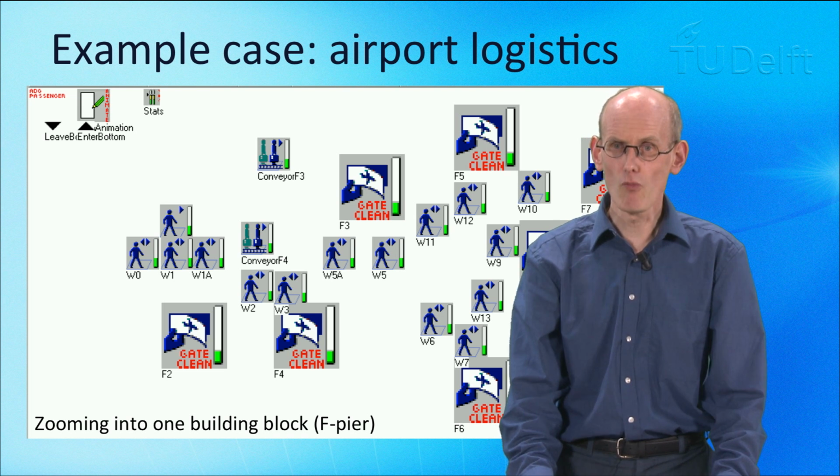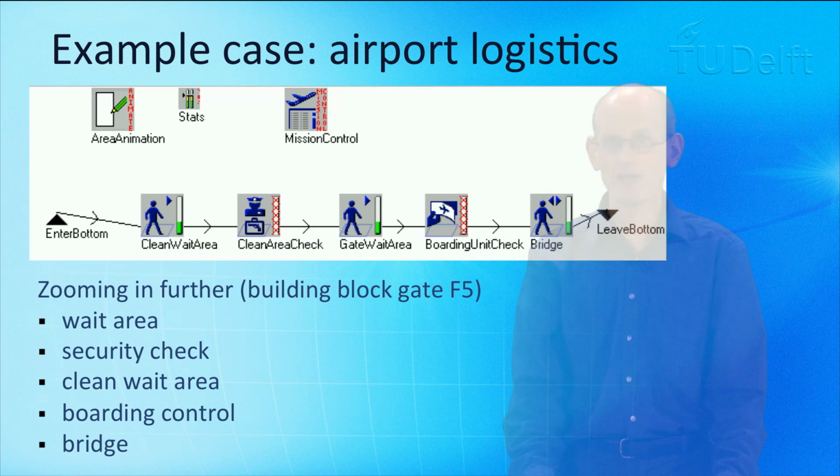If we zoom in even more, for instance, on one of the gates, we see that the gate consists of a clean wait area. That means that people wait to be checked. Then they wait at the gate. They have their boarding passes checked, and through the bridge, they can actually leave the model into the plane. Each of the building blocks that we saw on this particular slide, each of the gates, F1, F2, F3, etc., consists of a building block like this.